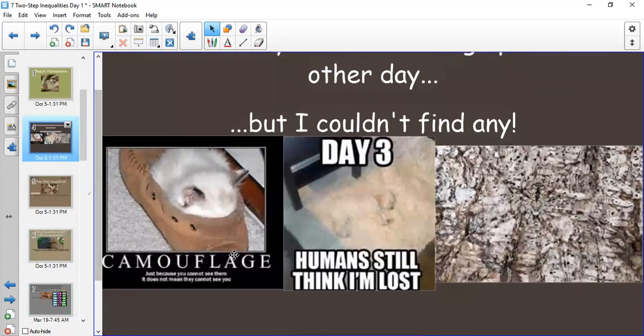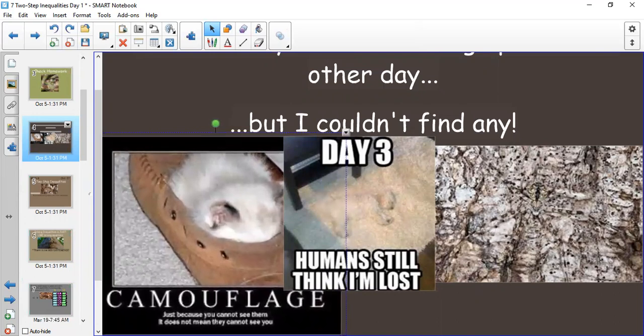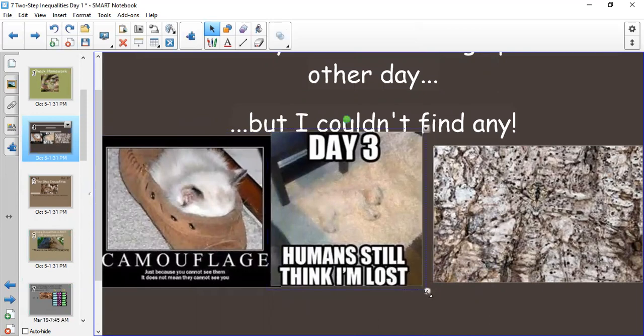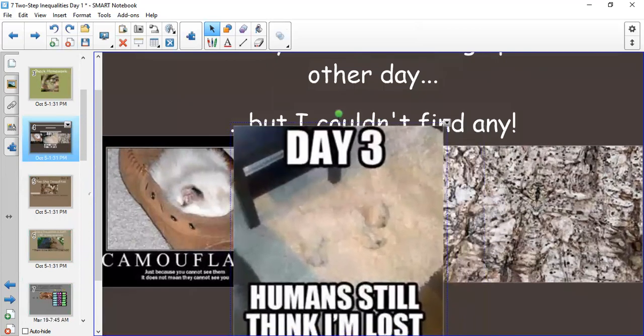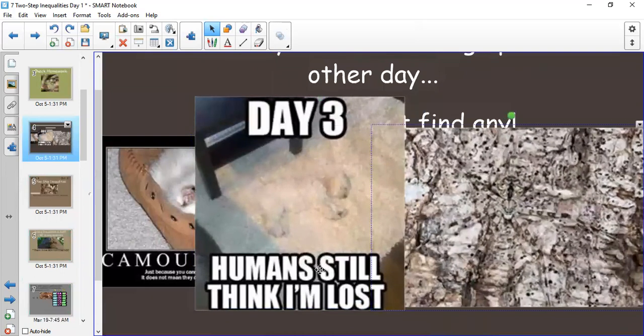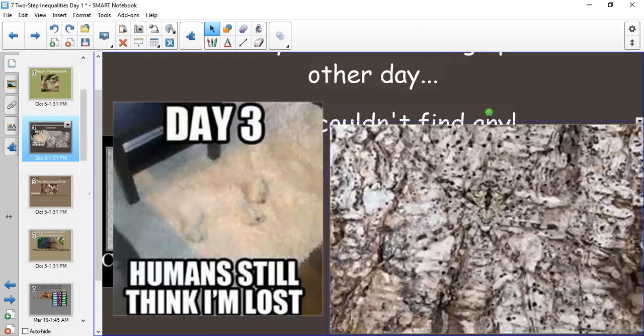And then here we have this little cat. It says, just because you cannot see them, it doesn't mean they cannot see you. And day 3, humans still think I'm lost. You can see the little dog there. And last we have everybody's favorite, spider hiding in a tree here, I believe.